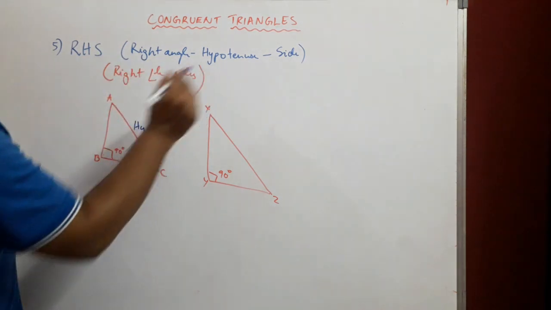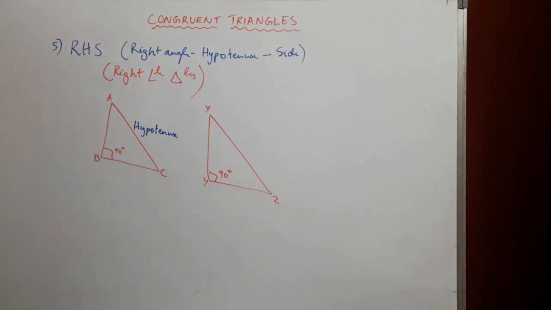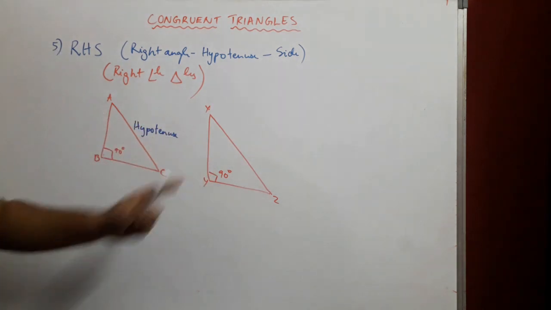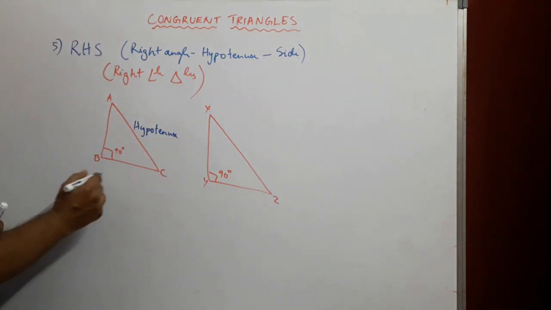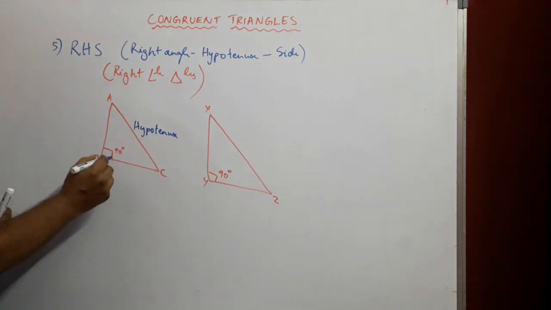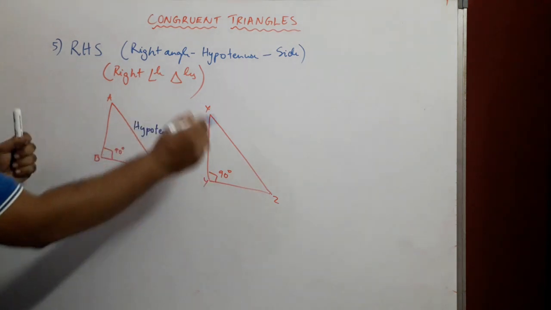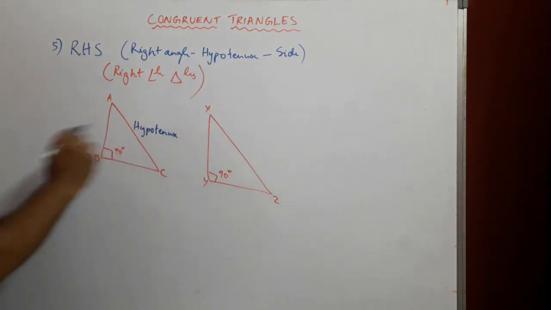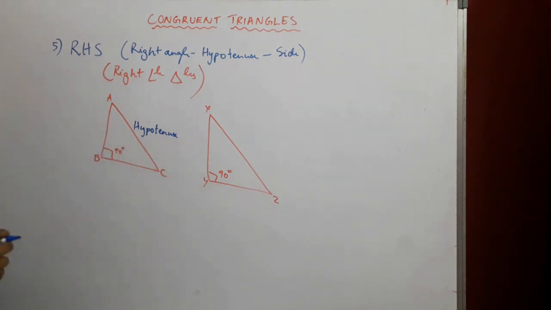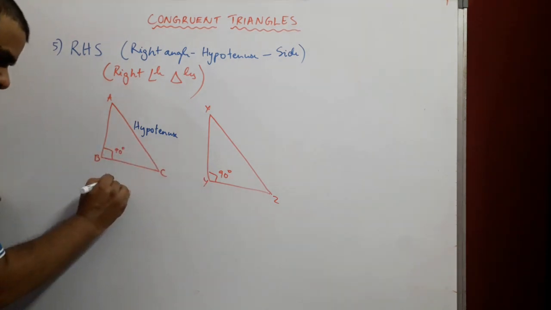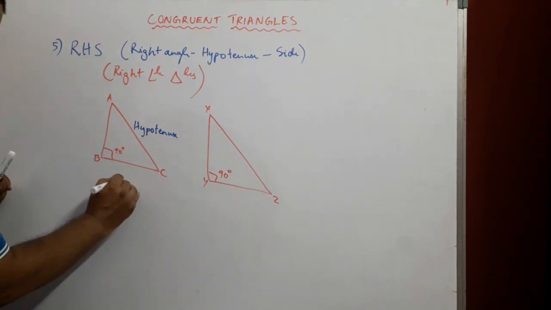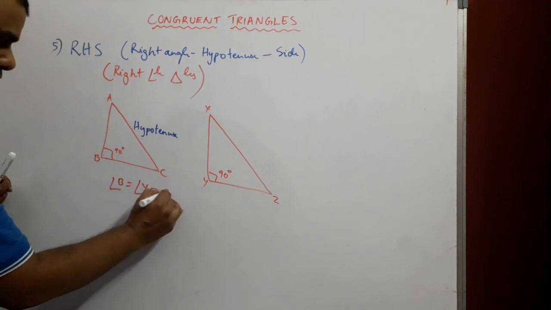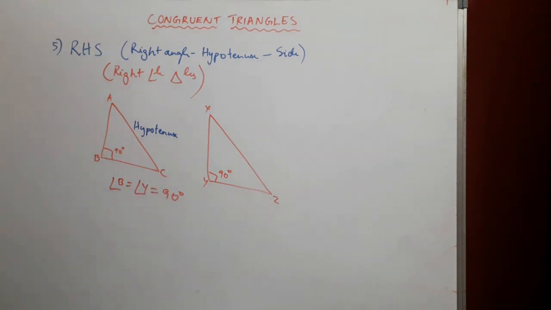Now, for this particular rule to be used in order to prove the two triangles are congruent, there are three things required. First, we need that the two triangles have 90 degrees. At least one angle should be 90 degrees, and the corresponding angle should be 90 degrees. So we have that. So angle B, I'll put it in red, angle B is equal to angle Y, both are 90 degrees. So that fulfills our right angle.